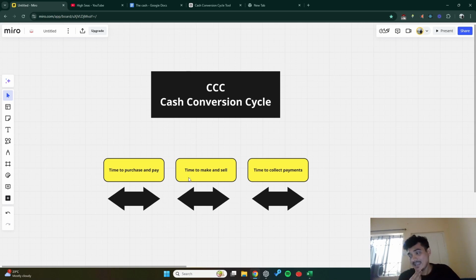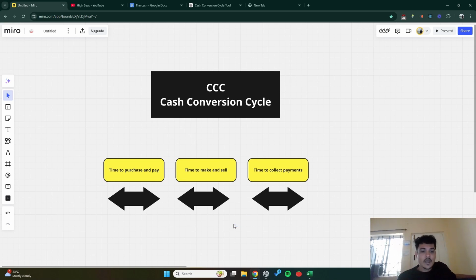This is the time that you create the inventory and you sell it. If you're creating a product in your manufacturing business, it's the time after you get the raw materials from your vendors, the time it takes to create the product and sell it. So the time the inventory is there in your garage or a warehouse. The third would be the time to collect payments. This is where you get the money from the customers. And these are the three main variables in a cash conversion cycle.